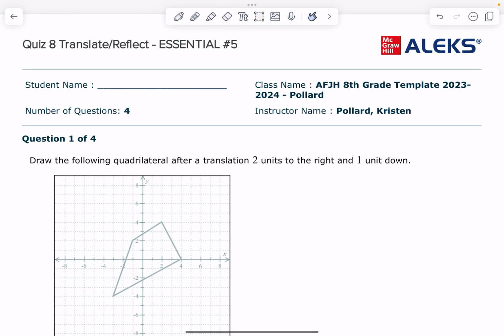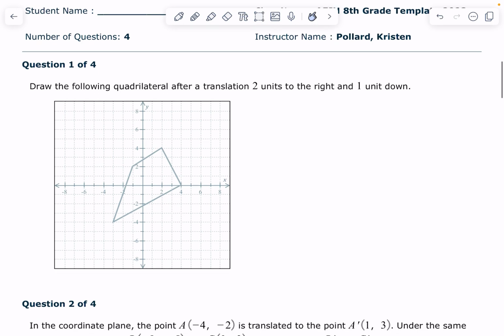Okay, this is a review for the Quiz 8 Translate and Reflect Essential. The first question says, draw the following quadrilateral after a translation 2 units to the right and 1 unit down.